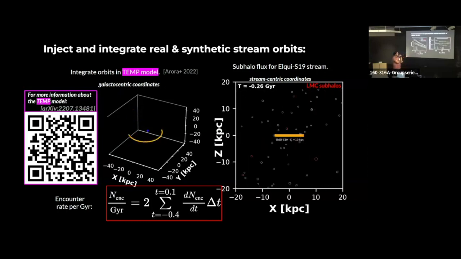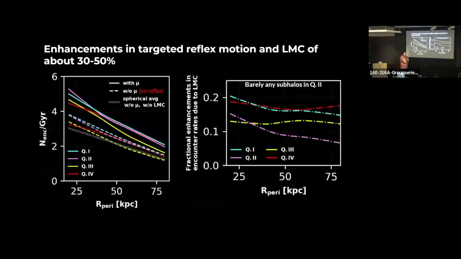So we do that, and then we do a simple statistical analysis just to look at encounter rates as a function of position in the sky, which is marked by these quadrants, and as a function of stream's pericentric distance. What I want to show here is the solid line, which is the boost in my stream-subhalo encounter rates compared to this spherically averaged profile that people have traditionally been using. And like I said, these boosts are definitely targeted.